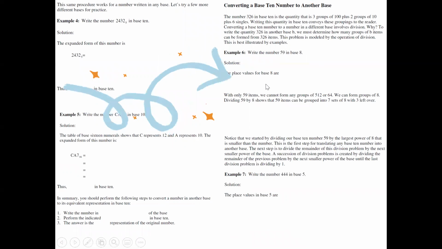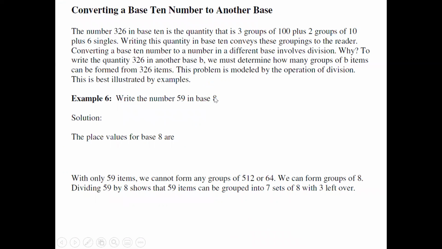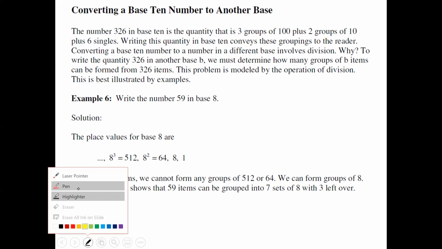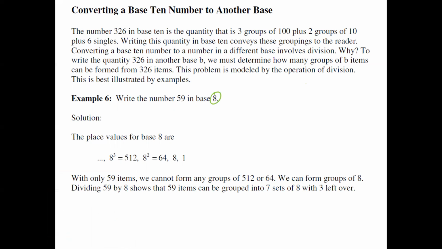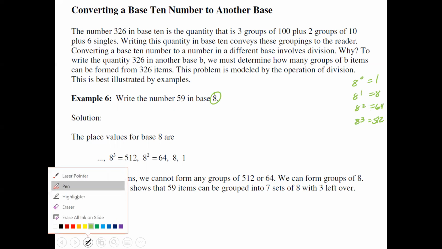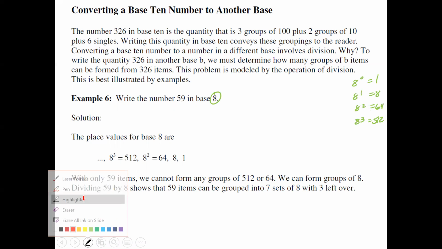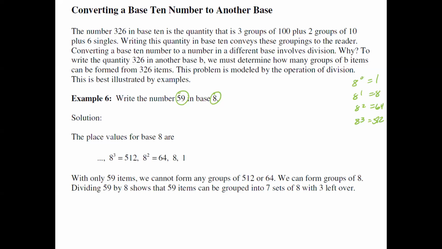All right, example 6. Now I want to work backwards, okay? You start off with base 8. So you have 8 to the 0, 8 to the 1, 8 squared, 8 to the third, which is 1, 8, 64, and 512. Noticing that the biggest number you have is 59, you are actually going to stop right there. You're going to use 8.